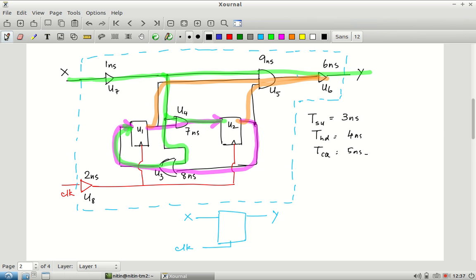The last set of paths that we need to concern ourselves with are the brown paths marked over here, which are from the flip-flop to the output. Okay, there are two of them, U1, U5, U6 and U2, U5, U6.